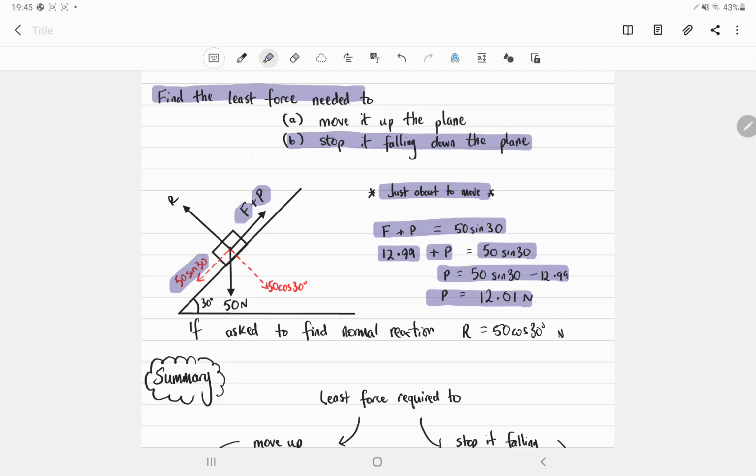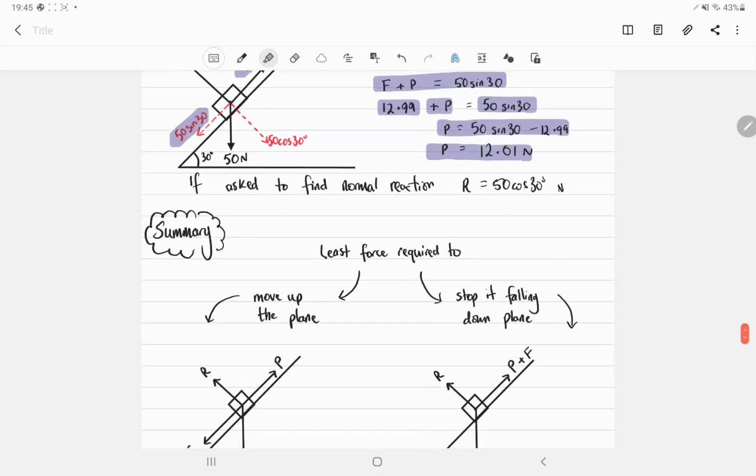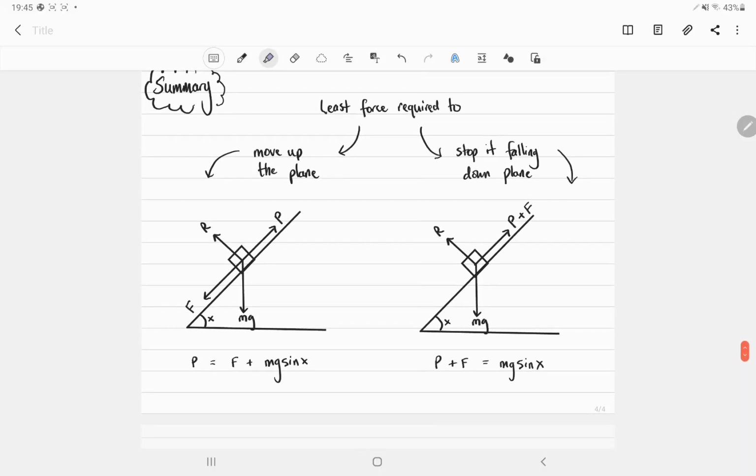So depending on the question, A and B are two different scenarios depending on the motion. Whatever direction the motion is, the friction is going in the opposite direction. Just a quick summary. For exercise 20B, you could be asked to find the least force required to either move up the plane or stop it moving down the plane, or both.